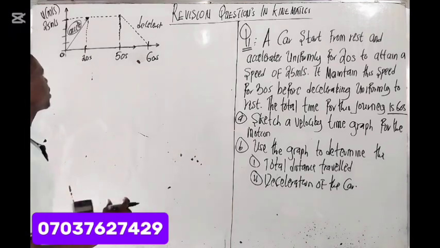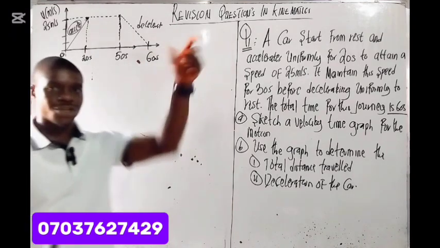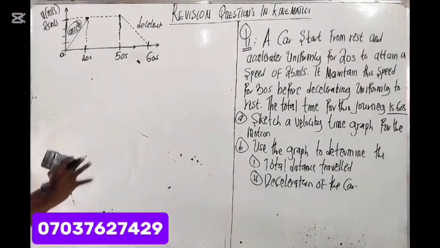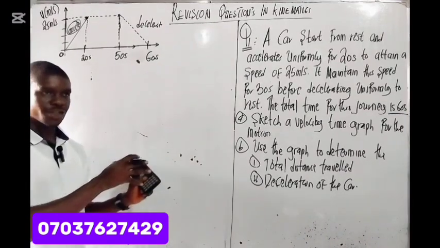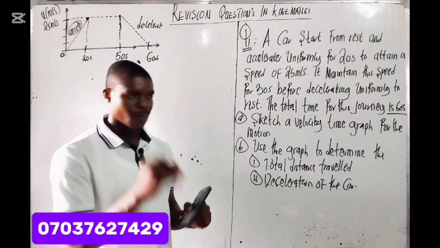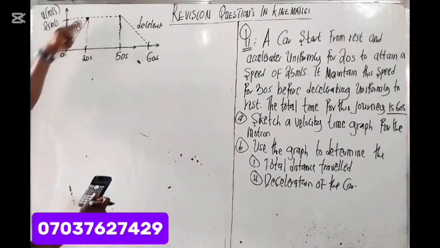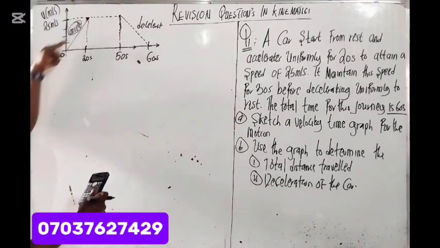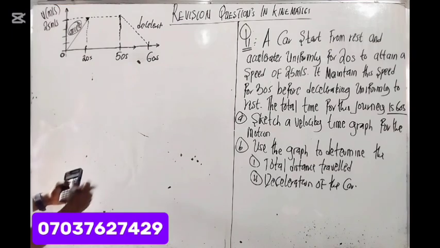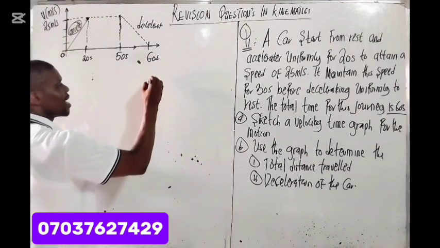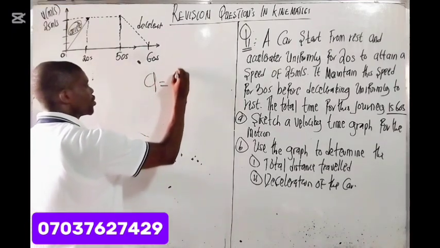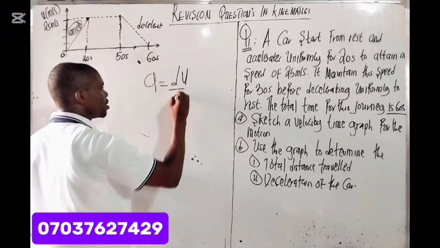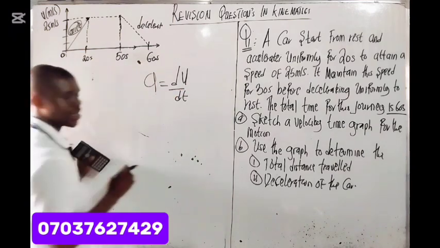Now, for example, if they say calculate the acceleration, it is going to be this one here. Right there, the acceleration is going to be this. So remember, if you want to calculate the acceleration, what is the acceleration? Acceleration is equal to the change in velocity over the change in time.